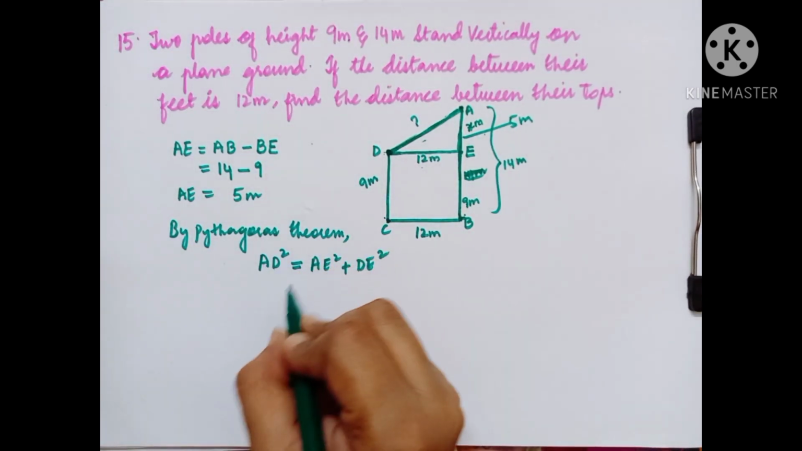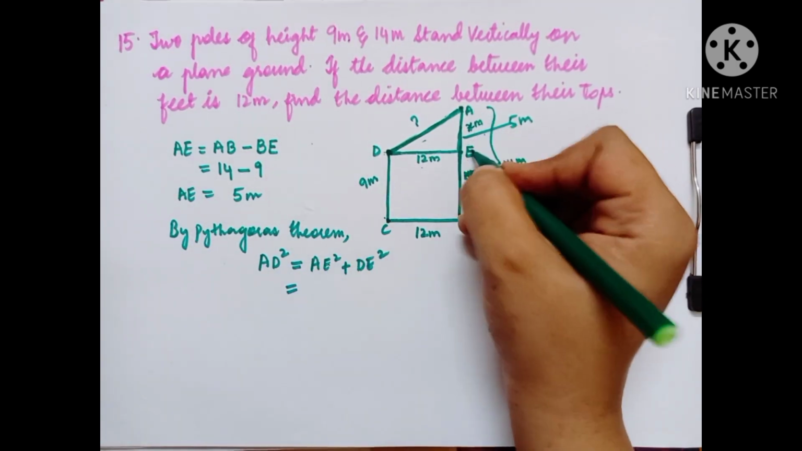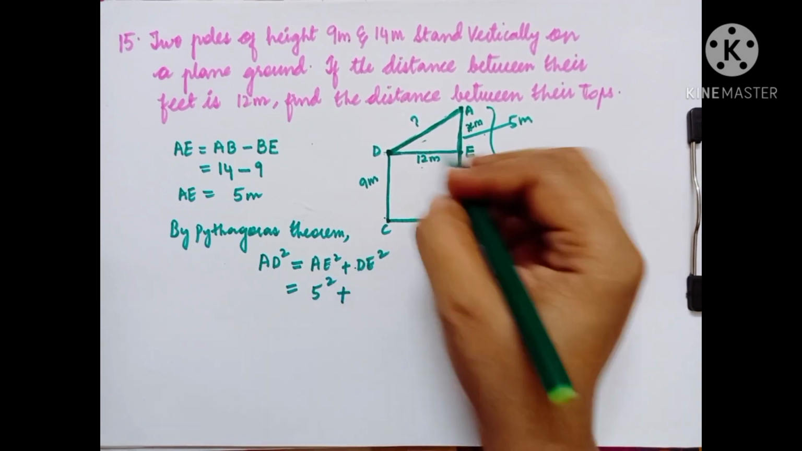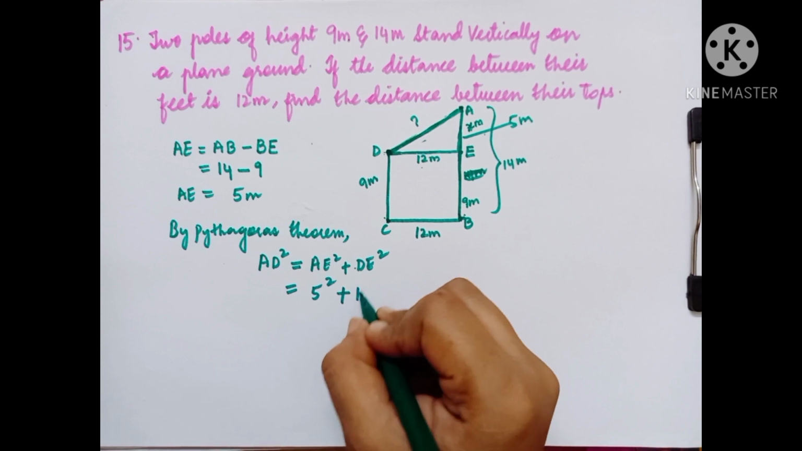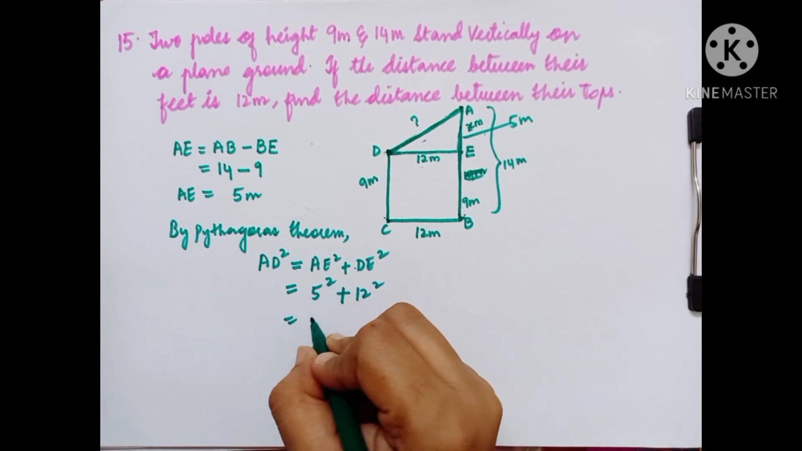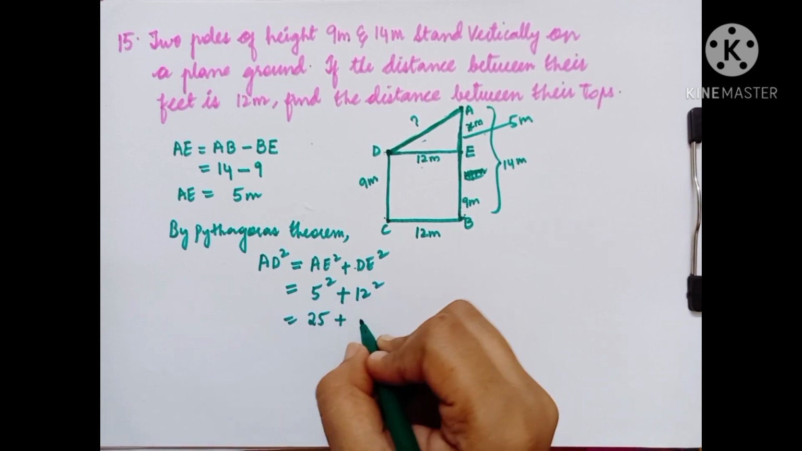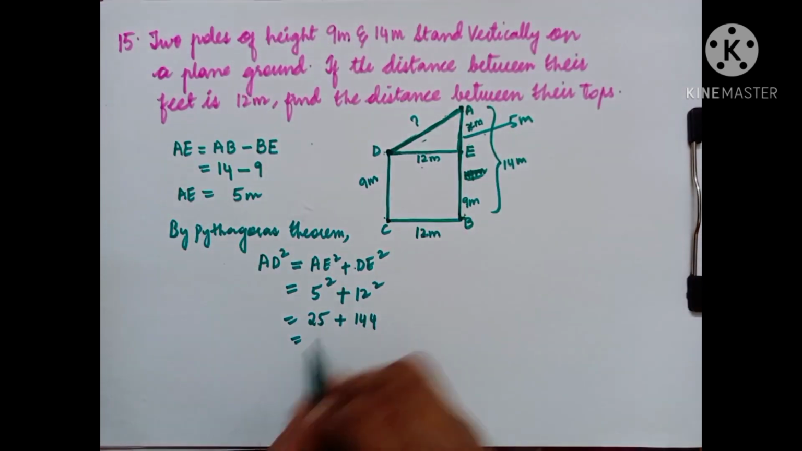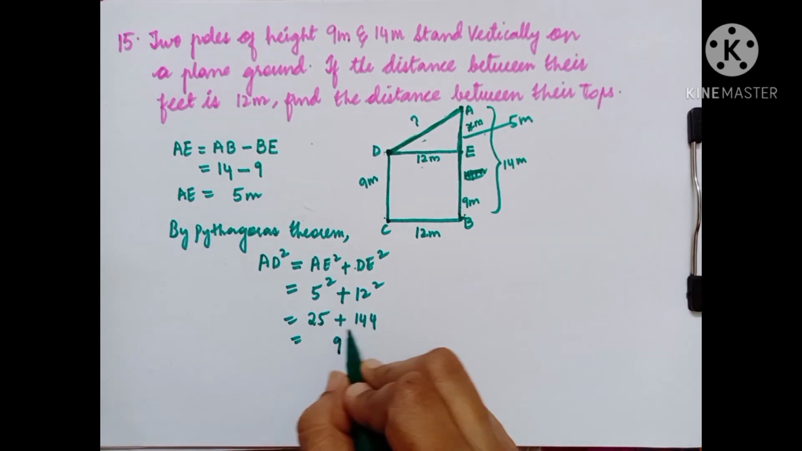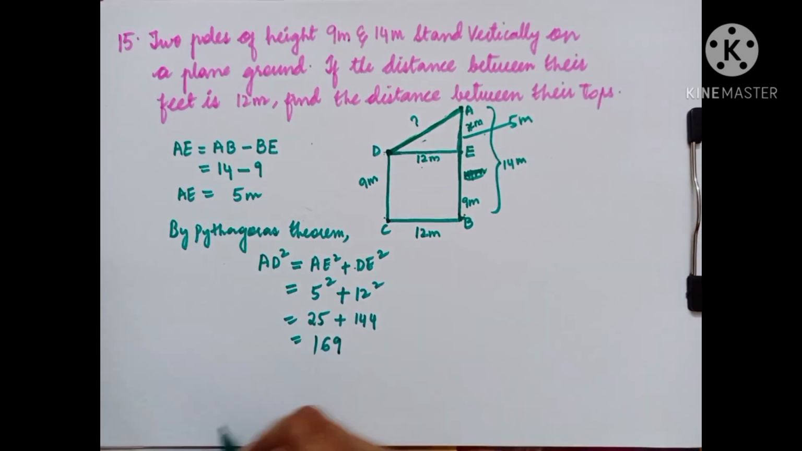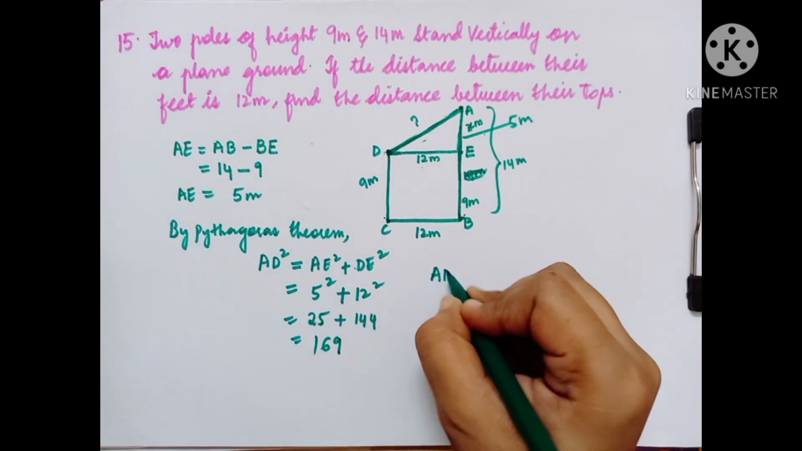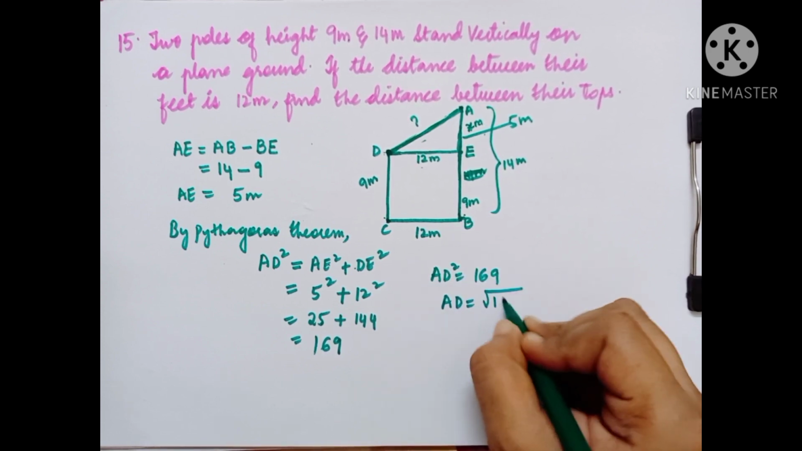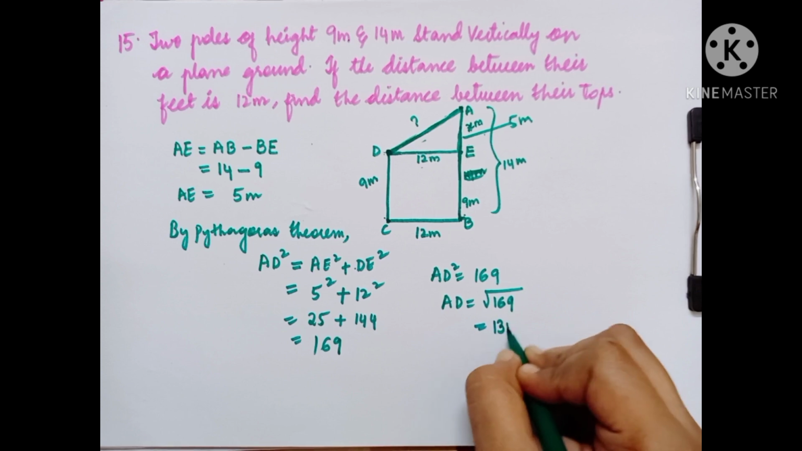Now AD square you don't know, you have to find. Now AE square, this AE just now we got, that is 5. So 5 square plus DE, DE is nothing but 12 square. So 5 square is nothing but 5 5 is 25 plus 12 square is nothing but 144. So 25 plus 144, 5 4 9 and then 6 and 1. So here you will get AD square equals 169. So AD is equal to root over 169, which is equal to 13 meter.